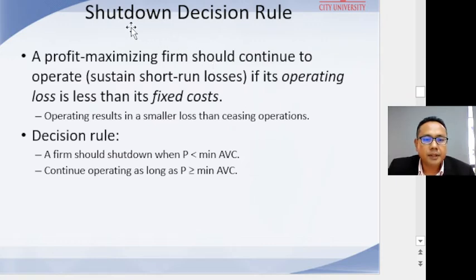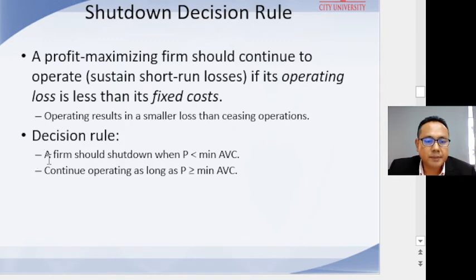Okay, we have to shut down. This is the guideline for us, the shut down decision rule. A profit maximizing firm should continue to operate, sustain a short run loss, if its operating loss is less than its fixed cost. You can consider to still continue to operate if its operating loss is less than its fixed cost. So operating results in a smaller loss than shutting down.